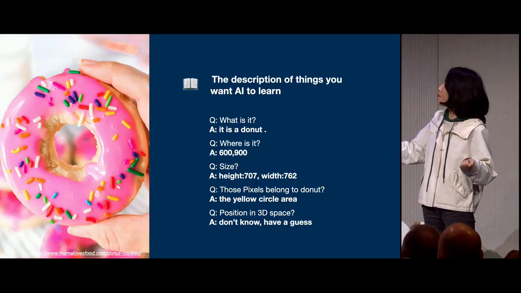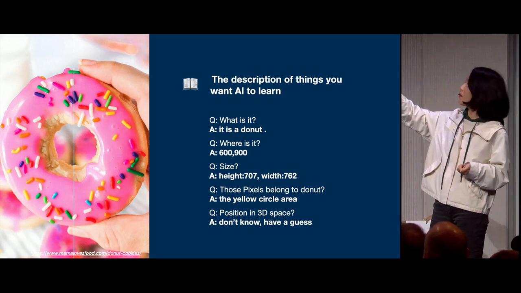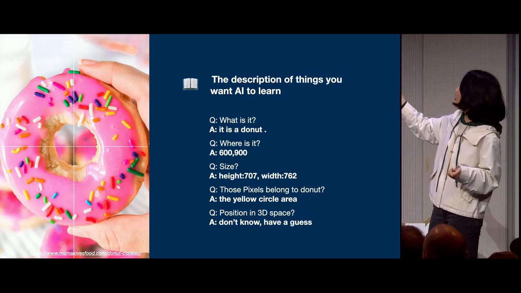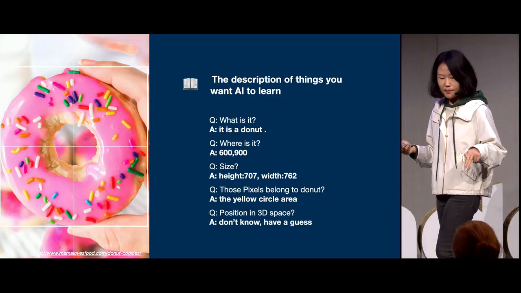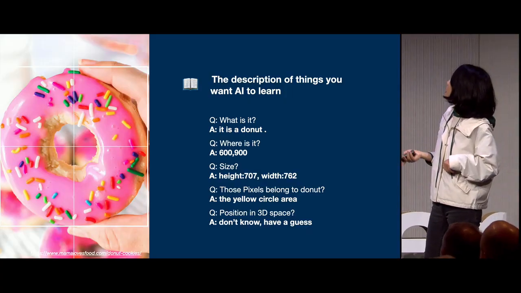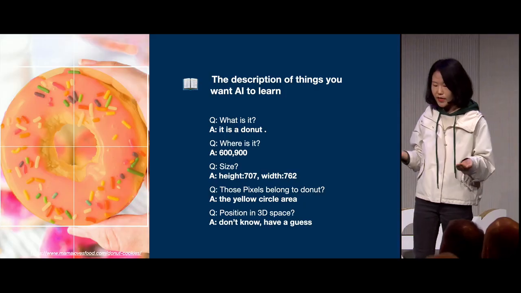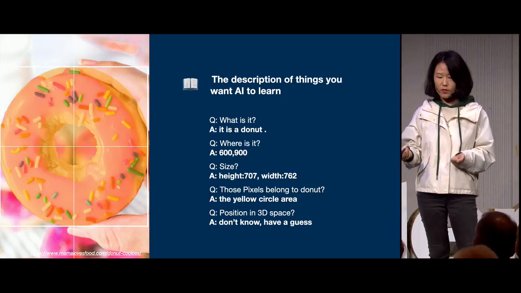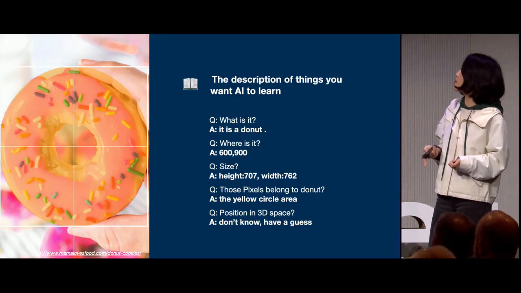So where is it? And we can find out that it's roughly in the middle of the image. So it's x-axis 600 and y-axis 900. And how's the size? We can find the size by measuring this white bounding box. And what pixels belong to the donut? In this case, we can see that the pixels roughly in this yellow circle belong to our donut. And what's the 3D position of this donut?